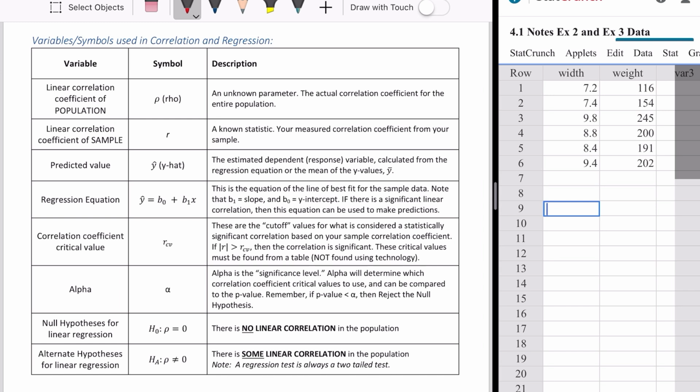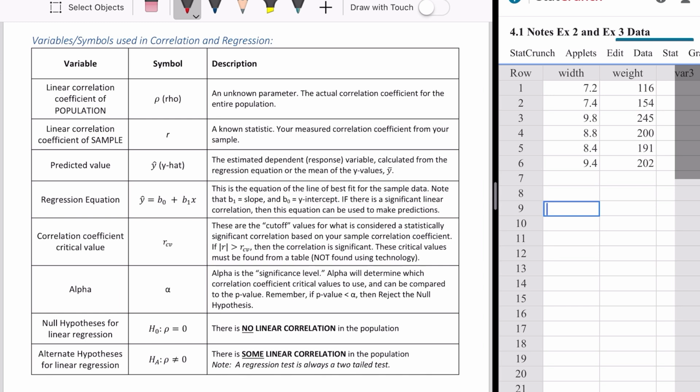Good. So this is in your 4.1 notes, and the first thing here is just some variables and some symbols. But let's talk about what our goal is here for a linear correlation and regression test. What we want to see is if there's a relationship between two variables that is good enough that we can use that relationship to make predictions, right? We want to look and see if there's a trend line that we can use to make predictions.